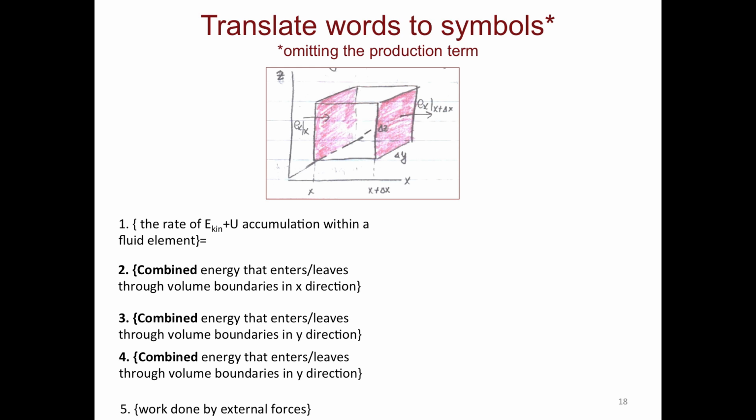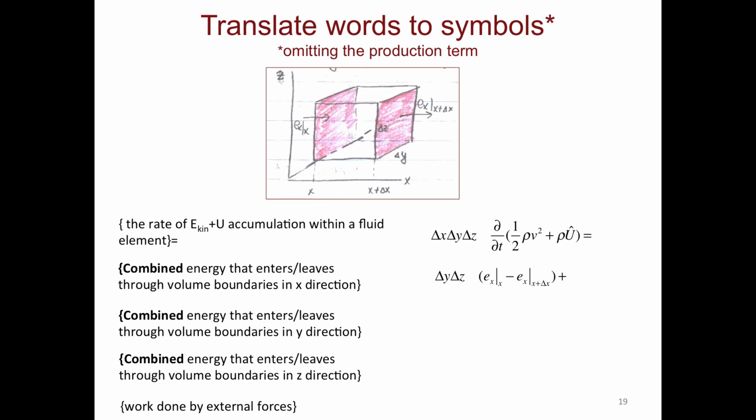So I'm going to look at the combined energy that enters and leaves through the volume boundaries in the x direction, and we will essentially get the area of this side times Ex coming in, minus whatever is coming out through the same type of area. Then I'm going to look at the y sides and get a very similar term for y sides. Then I'm going to look at the z sides and get a similar term. So I sum up all of those terms, and that's my net energy flux coming through the boundaries.